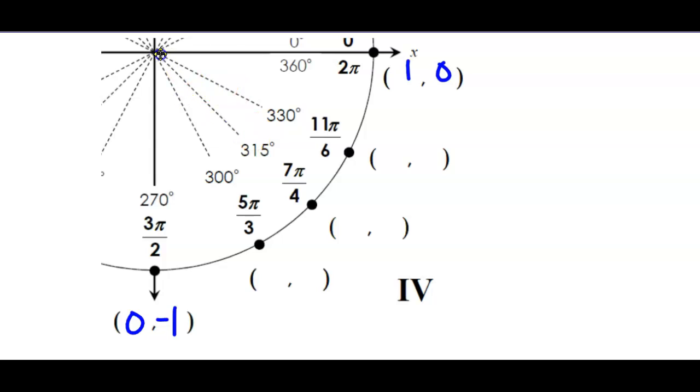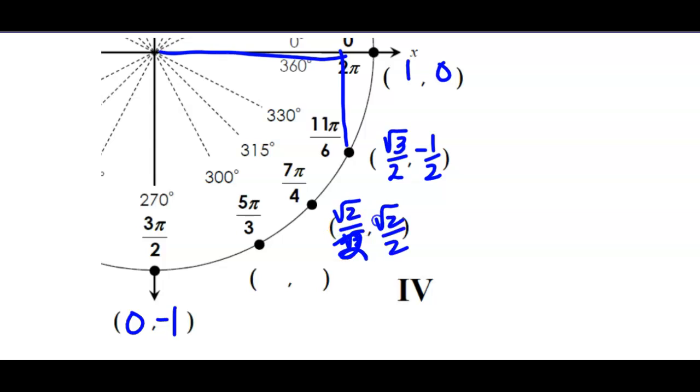Okay, in this one, I went over a lot, down a little. Now I went to the right, so that one's positive, but I went down, so that one's negative. 45, 45, 90 is always square root of 2 over 2 and square root of 2 over 2, but I went to the right and down, so that one should be negative. And then this one, I went over a little, but down a lot, so it is a 1/2 to the right and down square root of 3 over 2. That's how I keep them straight.